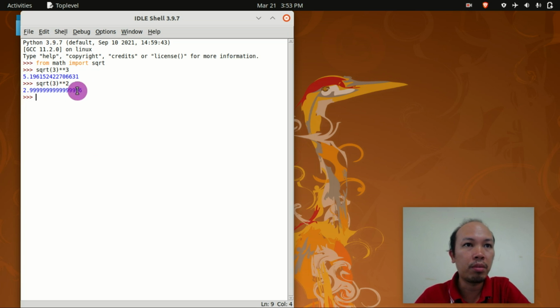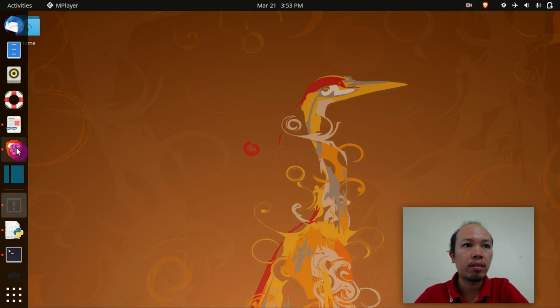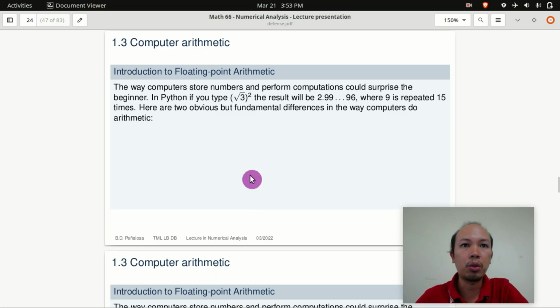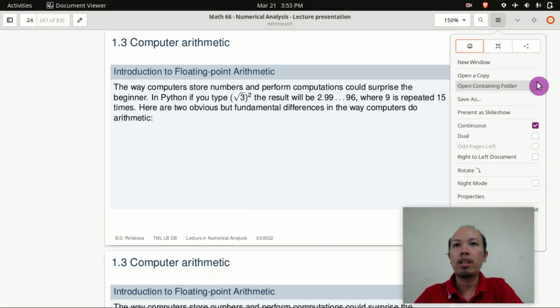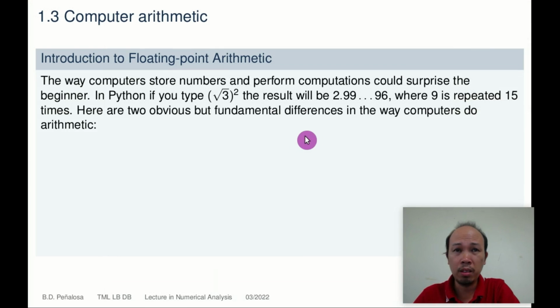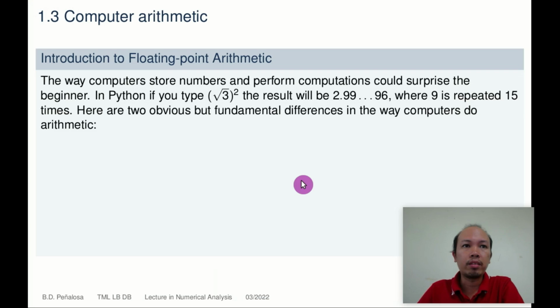So this clearly shows that there are some errors in representing this number. So we will discuss this problem in more detail in the next section.